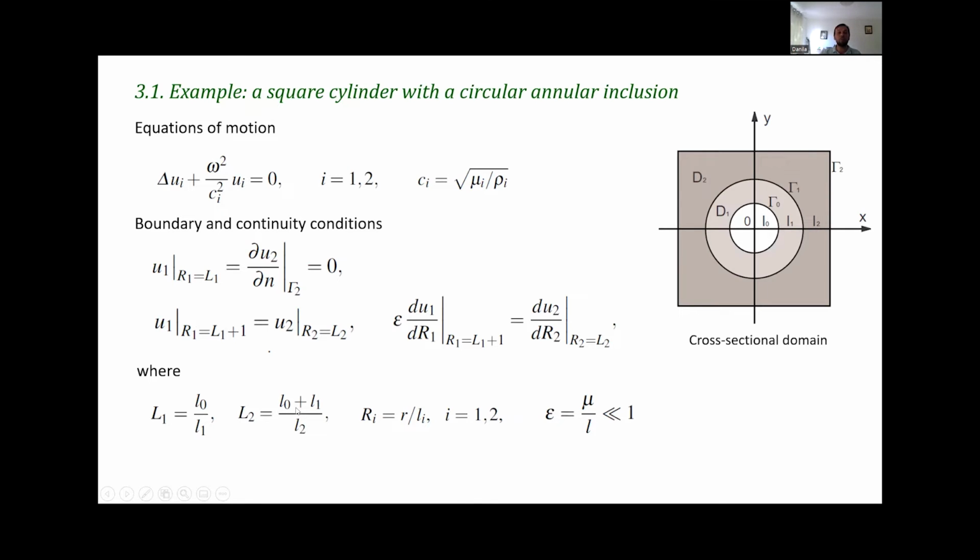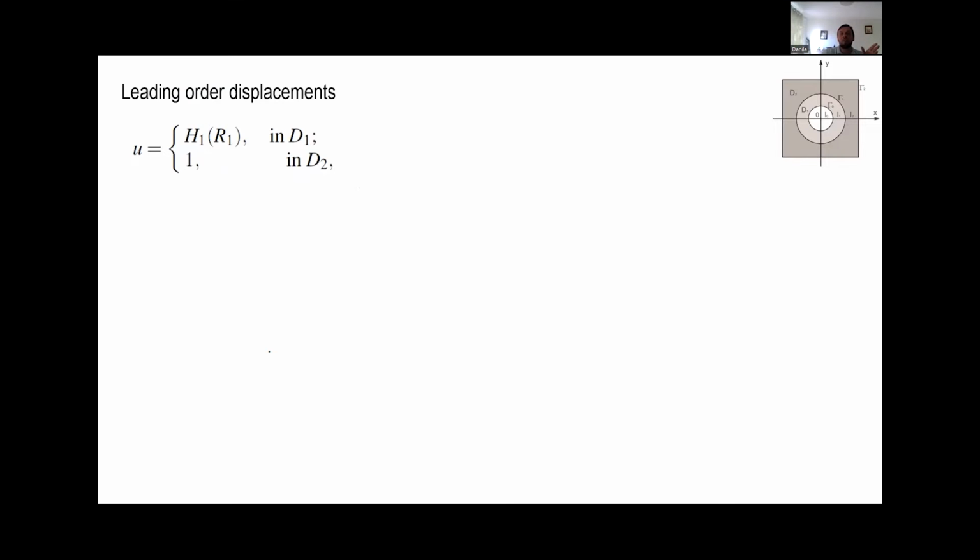And here we have certain dimensionless quantities. I'd say epsilon really is mu here, because L is order 1. We could take epsilon equal to mu in principle. Okay, so now we start searching for this harmonic function, H1 of R1. All we need to find is a harmonic function in this annulus that would be 0 on the interior part and 1 on the exterior part, on gamma 1.